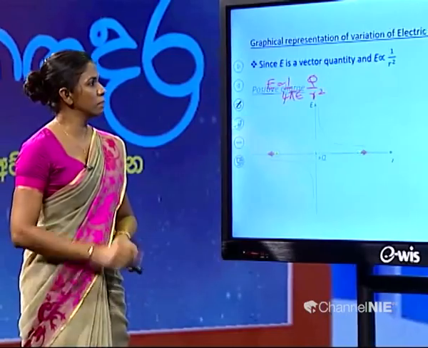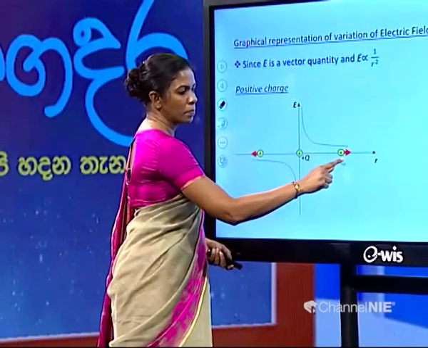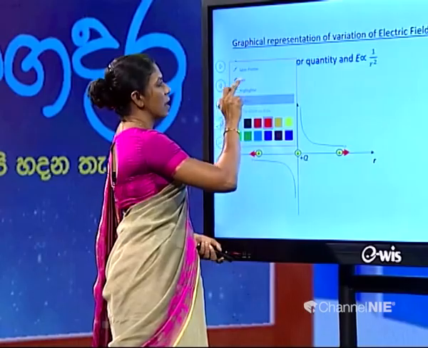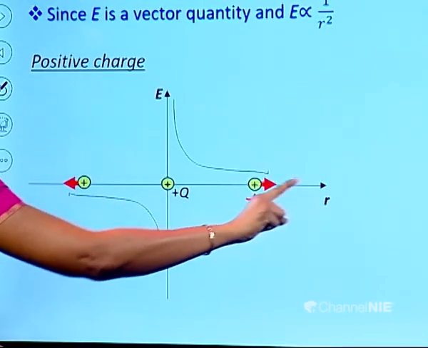Now, if we express it graphically, there is a difference between a positive charge and a negative charge. So, I have a positive charge, the source charge producing the electric field around it, and that's the test charge I am keeping. So, I am keeping a positive test charge there. So, this positive will repel the positive.